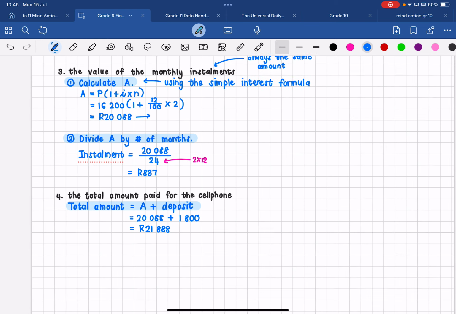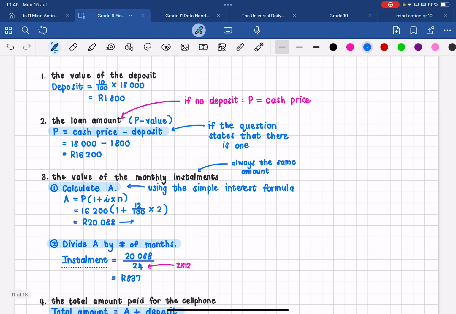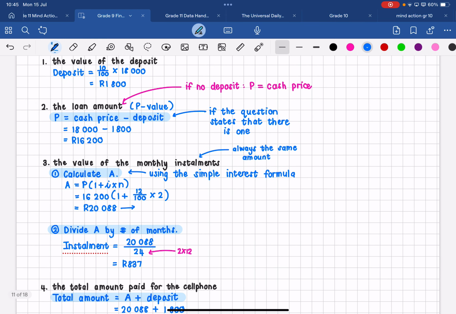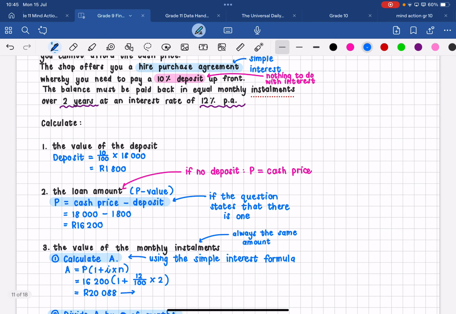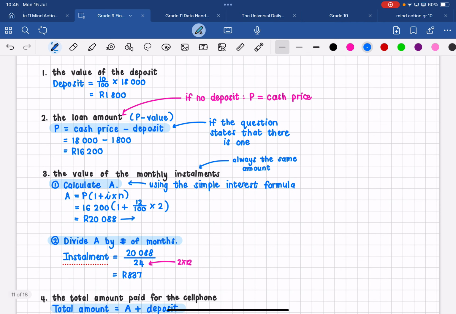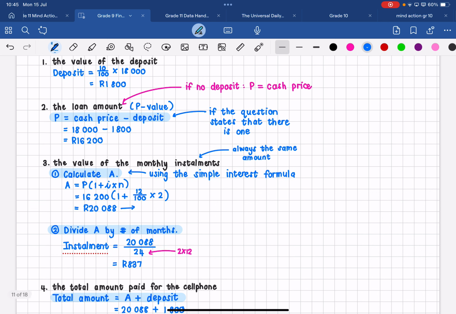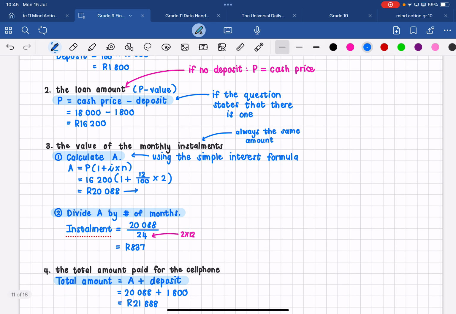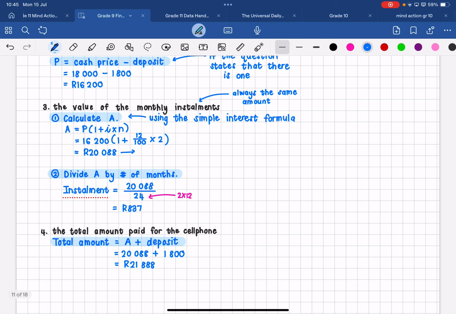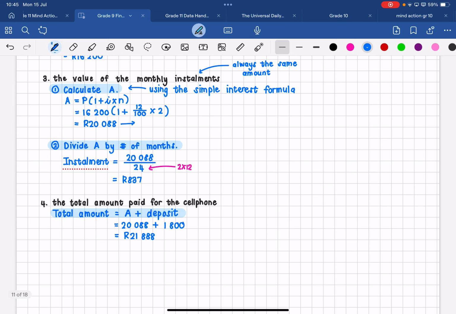All right, guys, so these are the basic calculations that you need to be able to do when you are given a hire purchase question. You need to be able to find the deposit by taking the percentage that they give you and multiplying it by the cash price. You need to be able to find the loan amount. You need to be able to find the value of the monthly installments, and then they can also ask you to find the total amount paid for the cell phone.